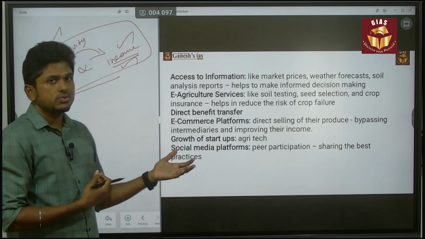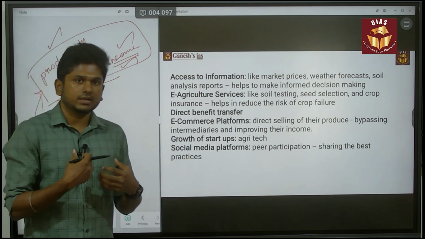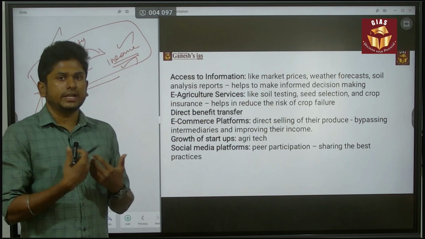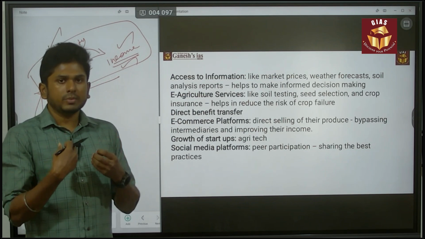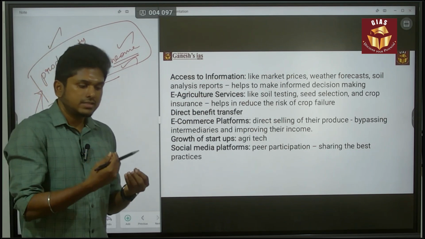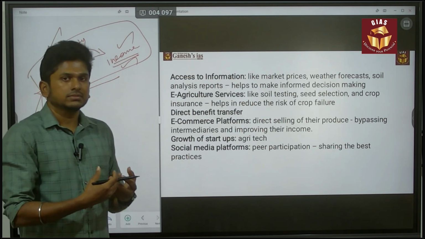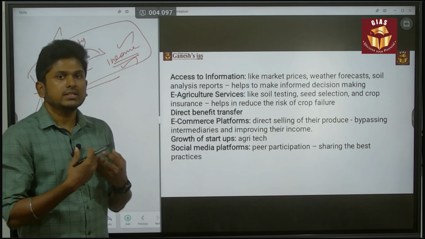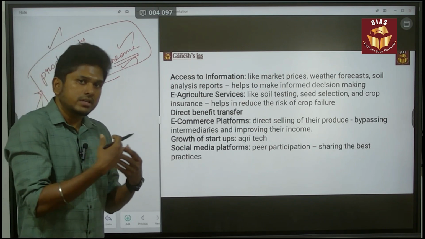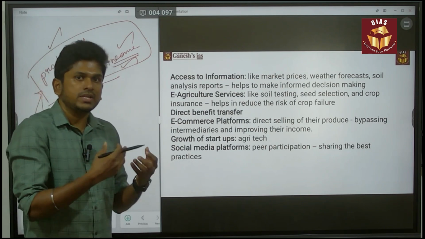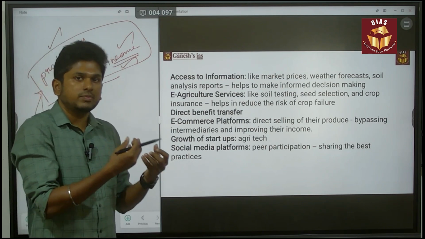And the last thing is the social media platform. Consider that I am having a field, in that field I am cultivating grapes, and in my grape field some different pests are attacking. Okay, grape cultivation. In that scenario, on the social media platform, the person who is cultivating the same grape is also facing the issue of that pest attack.